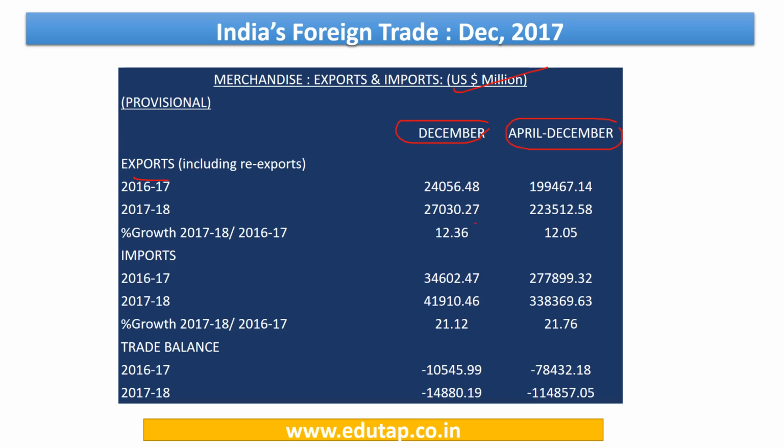The growth rate has been shown here for these particular periods. This is for exports, and here we have for imports, and the net trade balance for merchandise goods has been here. The negative sign shows that we have to give this balance to the different countries. We owe this much amount to different countries in lieu of the goods we have purchased from them.